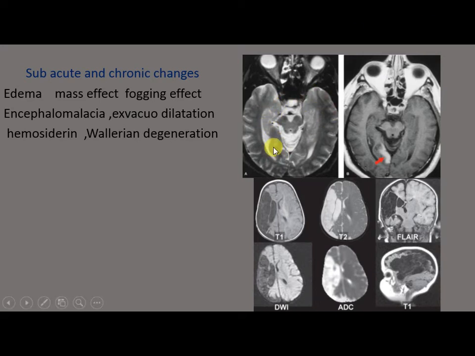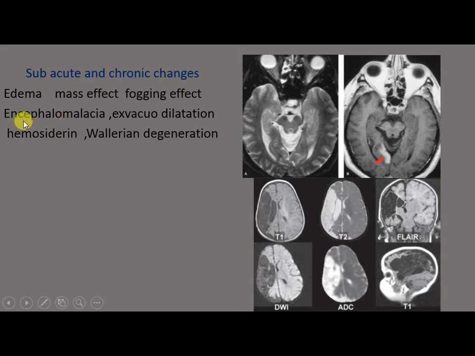If you see this T2 weighted image of this patient, there's no obvious abnormality, but when you did gadolinium enhancement or contrast, there is enhancement of this part of the temporal lobe, which represents the area of infarction, and gyral enhancement could be seen.